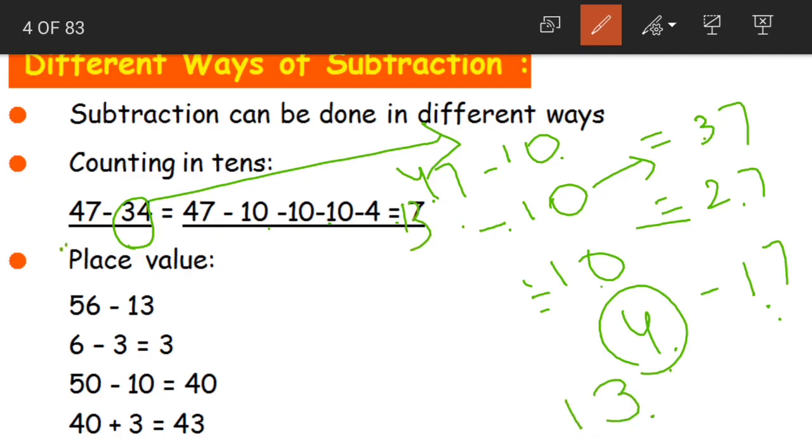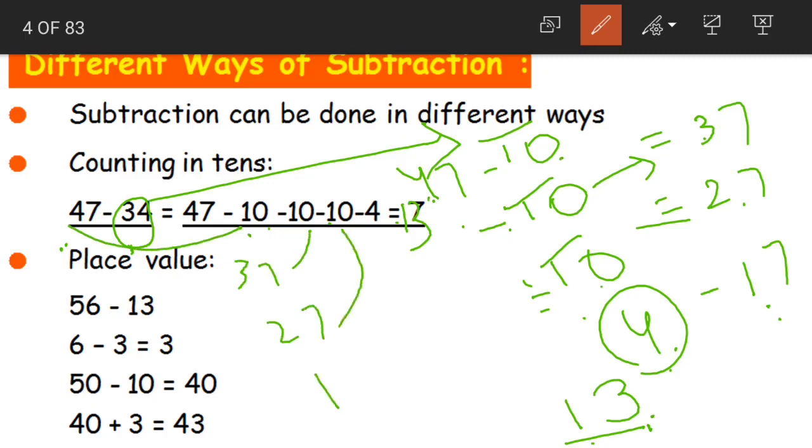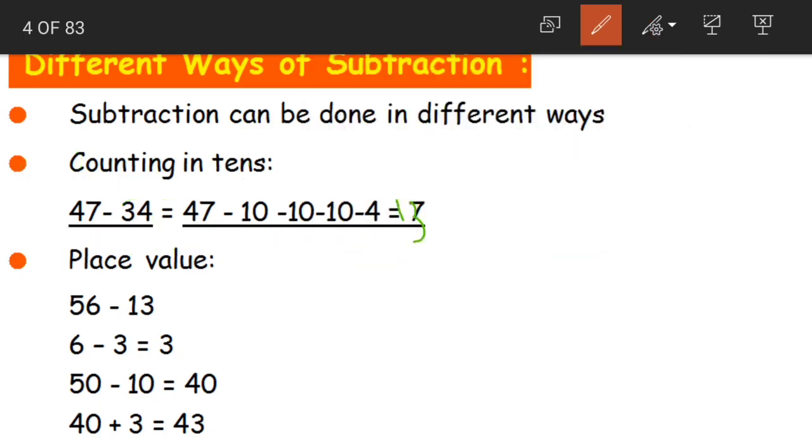So 47 minus 34 is equal to what? 13. What did we do? We counted in the form of tens. 47 minus 10, 37, and then minus 10, 27. Again remove 1 ten, it becomes 17. And lastly, when we remove 4, the answer is 13. 17 minus 4 is 13. Clear, children? Counting in tens. This is one way of doing subtraction.